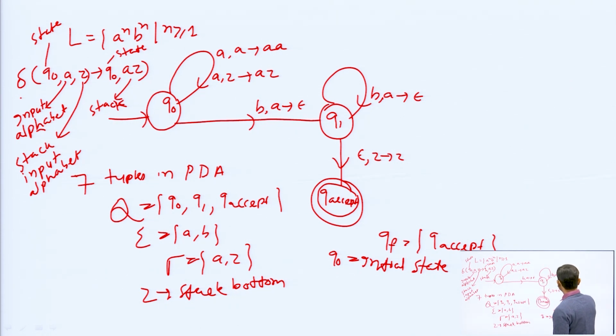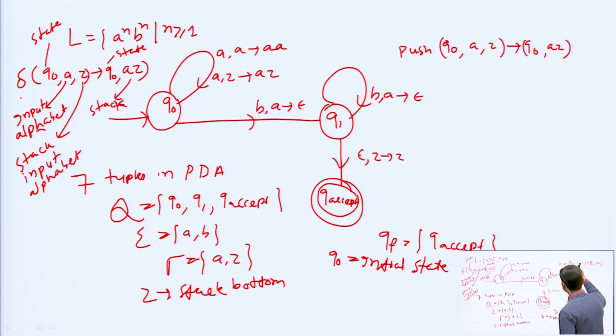Let us take the transitions; we will write all the transitions here. See here, Q0, A, Z, then go to Q0, A, Z. This is the push operation. If the state is Q0, A is the input and the stack top is Z, then we have to push A into the stack.